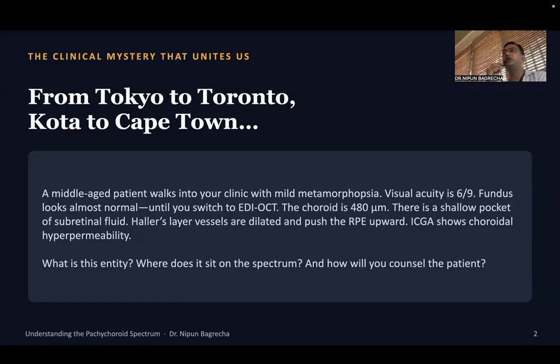So I want to ask Dr. Sudhanshu sir the first question: what is this entity, and where does it sit on the pachychoroid spectrum? So what is this entity? I have an OCT picture, but it is with the answer.